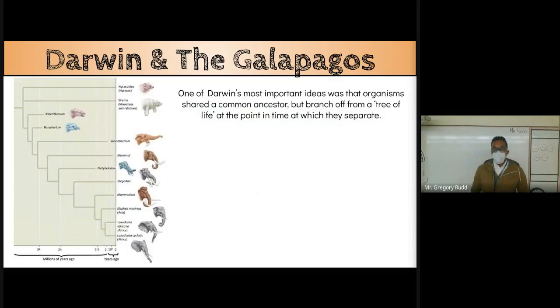Okay, so a little bit more, and then I'll have you guys take some notes. There won't be too many notes. So one of Darwin's most important ideas was that organisms share a common ancestor, but they branch off from their ancestor and it ends up creating this tree of life at the point in time at which they separate. So I know this is pretty small for you all on the screen right now, but what we should be able to see is kind of the evolution of elephants.